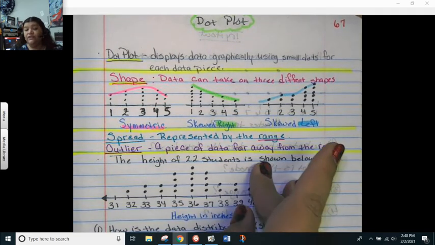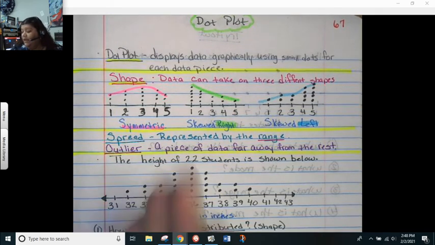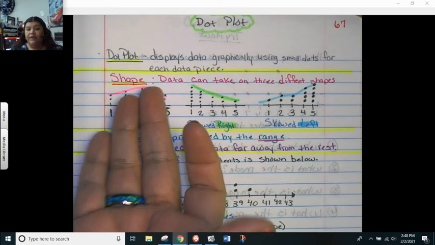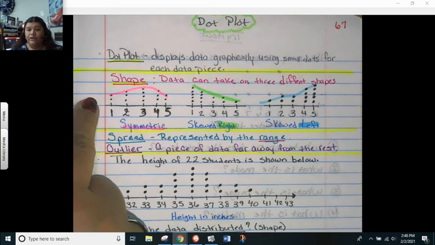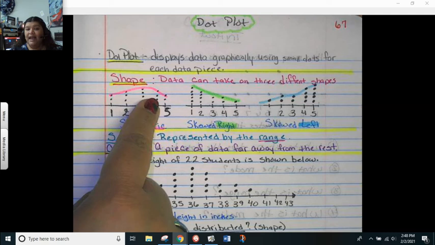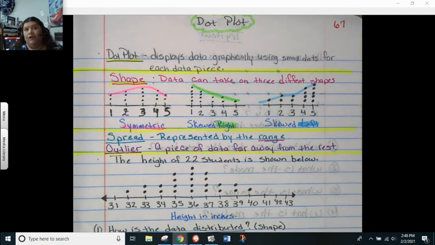Now, the outlier. It's a piece of data that is far away from the rest. So in here, there's no outliers, but an outlier would be if I used this piece of data here, 1, 2, 3, 4, 5, and let's say I had another dot way over there, like on number 10. 10 would be an outlier. Okay, that means it doesn't really fit here. It's like far away from the other data. All right, that's what an outlier is. It's not close to the data set at all. There's a nice gap in between.